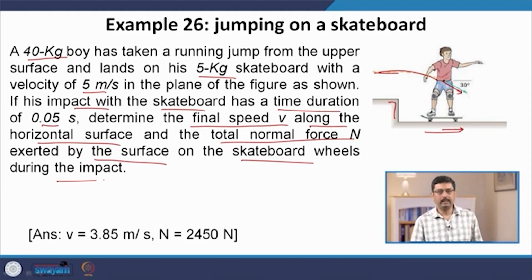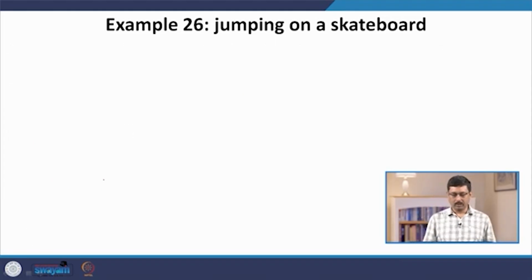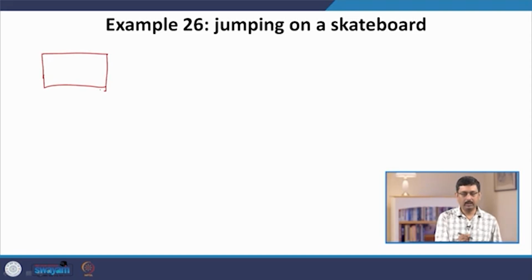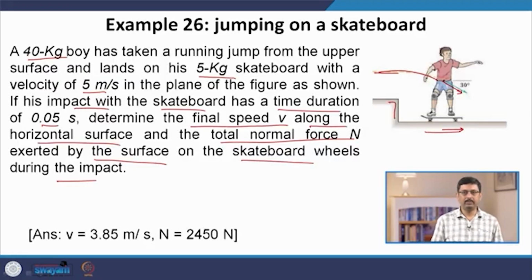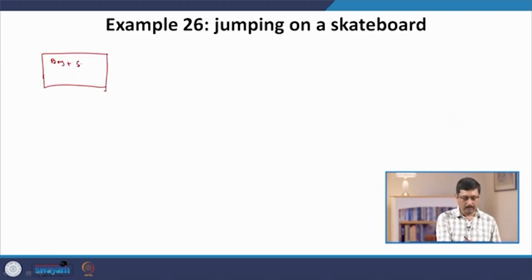So, how do we analyze this kind of problem? Let us go step by step. First, let us define our system. As you remember, this is the first step in our modeling. We are going to take the boy plus the skateboard as our system, look at everything else in the surroundings, and then look at the interactions.